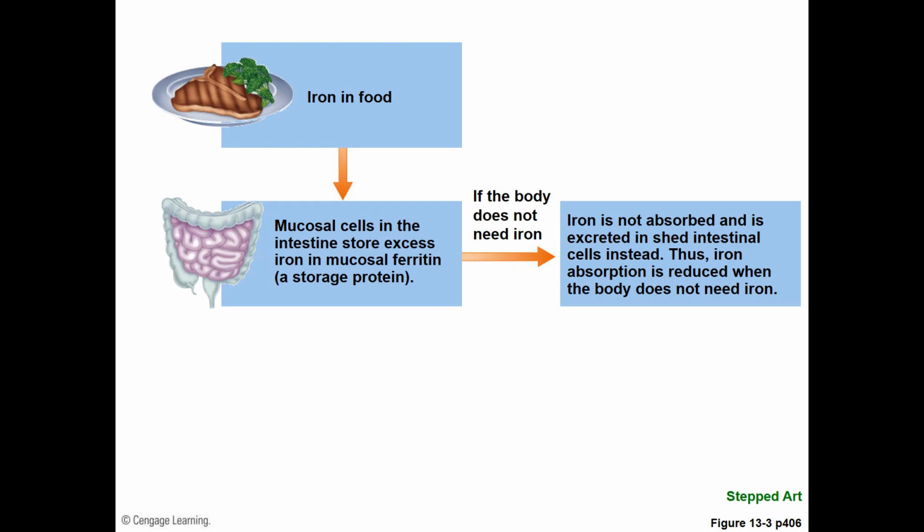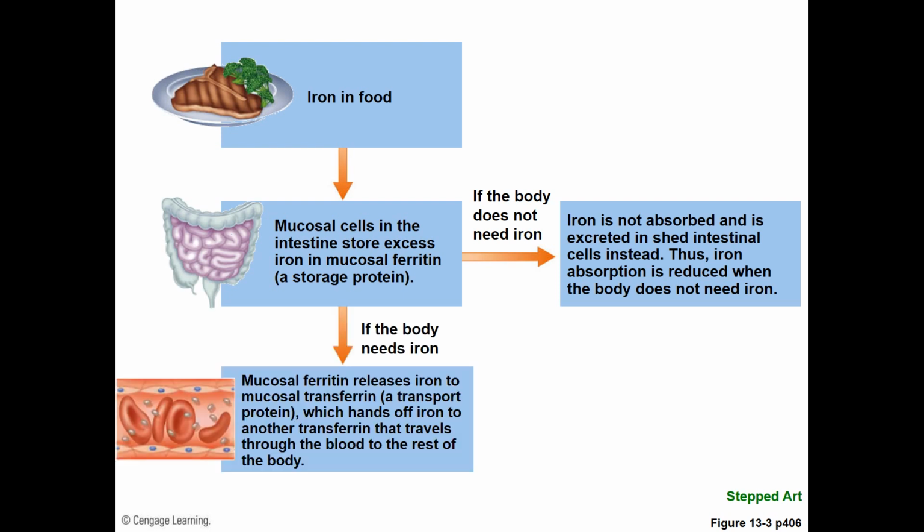So that's one of the ways that iron prevents toxicity. Now, if you do need it, it's going to be stored in your body using a storage protein called ferritin. Ferritin is the way that we store iron in the body. Once iron is ready to be used, ferritin will release the iron and attach it to a new protein called transferrin. And transferrin is going to transport iron to wherever it needs to go.